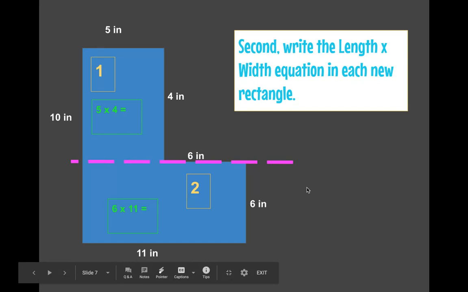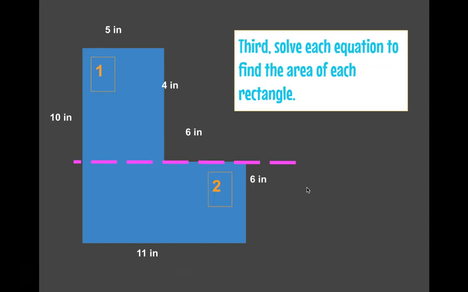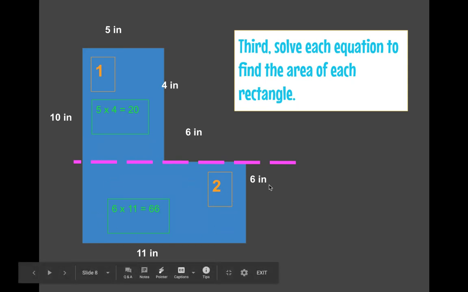And this is where it all comes into review. So we need to solve for each one. 5 times 4 is 20. So this figure 1 is 20 square inches, and 11 times 6 is 66. So the area for figure 2 is 66 square inches.